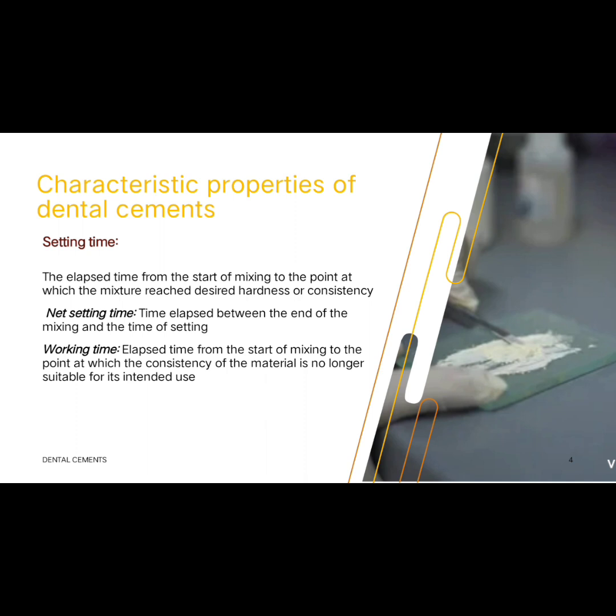Now there are two types, net setting time and working time, that you need to know under this. So what is net setting time? This is the time elapsed between the end of the mix and the time of setting. Working time, on the other hand, is the elapsed time from the start of mixing to the point at which the consistency of the material is no longer suitable for its intended use.